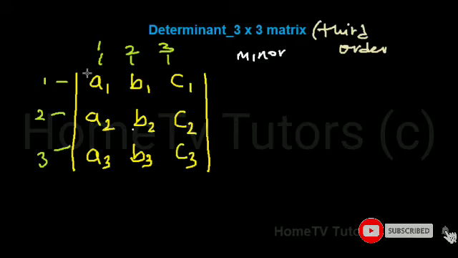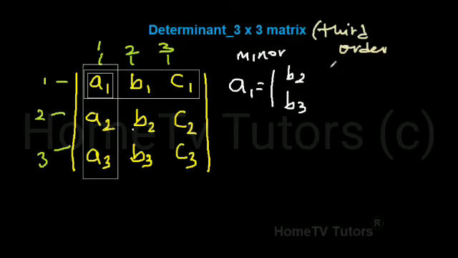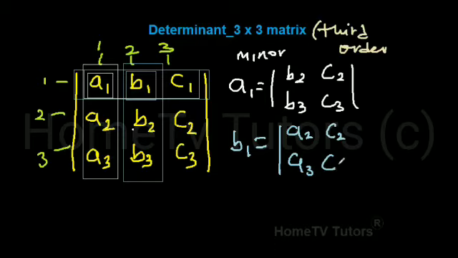For example, the minor of A1 is obtained by omitting the row and column containing the element A1. So we have the minor of A1 as B2, B3, C2, C3, as you can see. Good. Likewise, the minor of B1 is obtained by omitting the row and column containing the element B1. So we have the minor of B1 as A2, A3, C2, C3. Good.